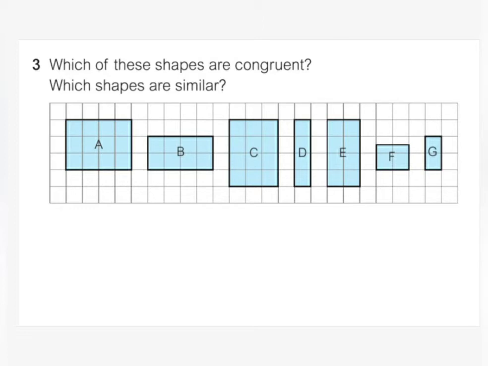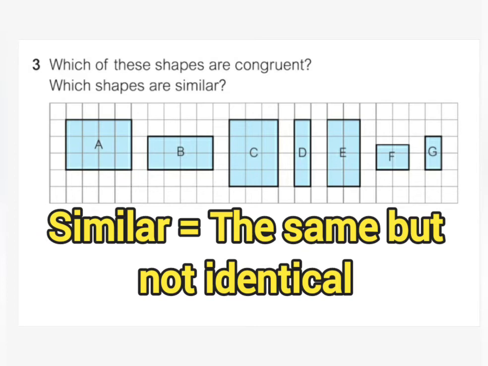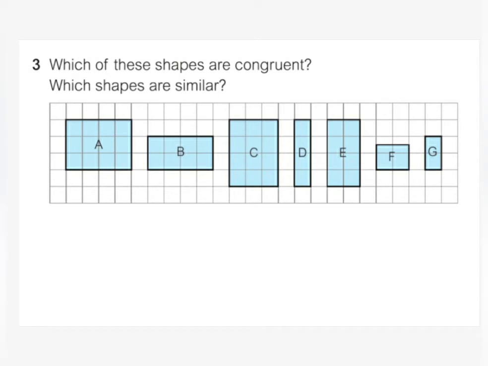It means they are identical to each other. There's no difference between the shapes. Now, this is the meaning of congruent. But similar means what? Similar means they are the same, but they are not identical. For example, if you have two triangles, one of them is smaller than the other one, but they are the same in angles, and the sides have a relation between them in which they are an enlargement of each other. In this situation, we say they are similar.